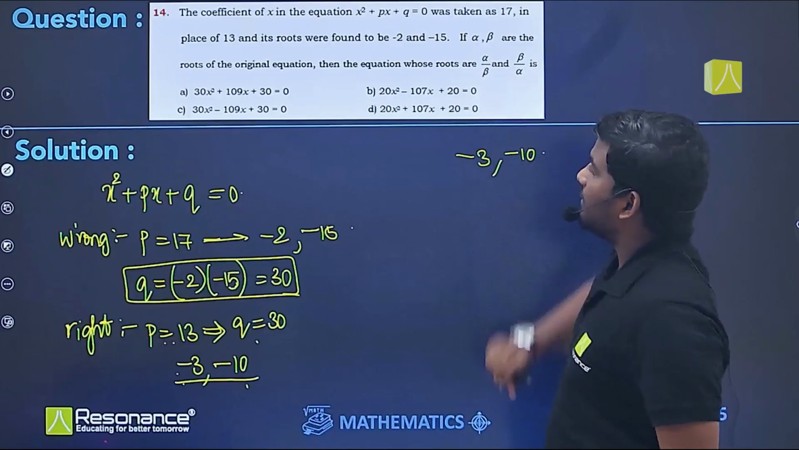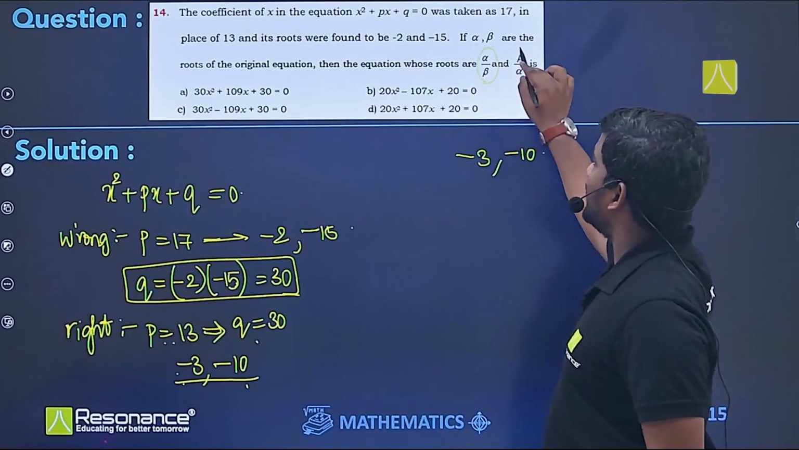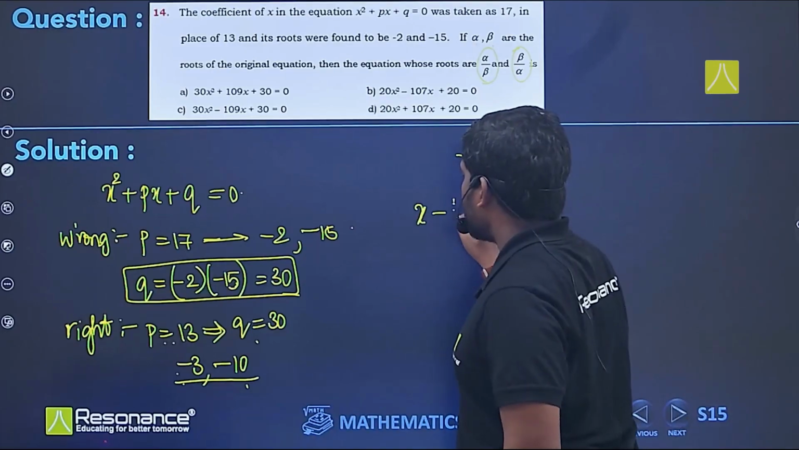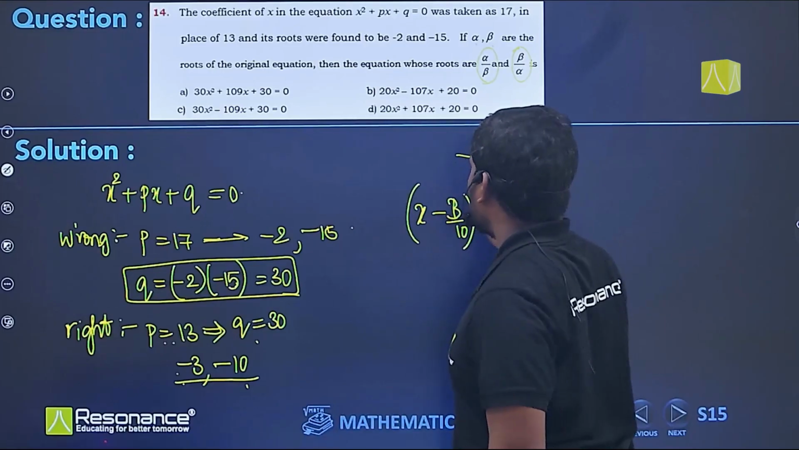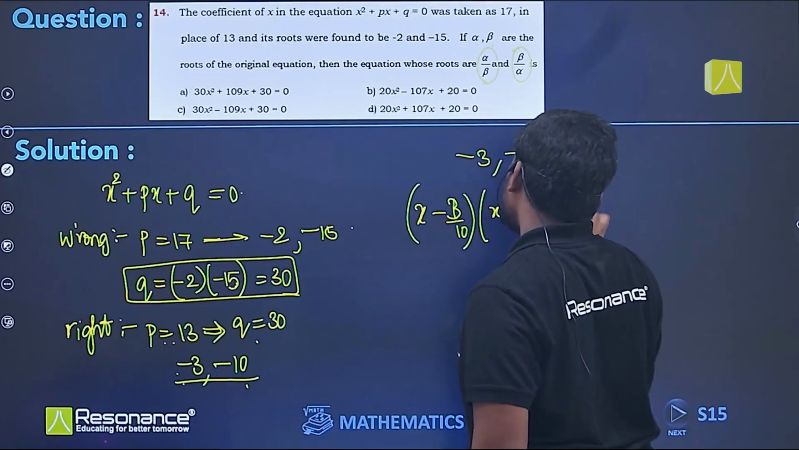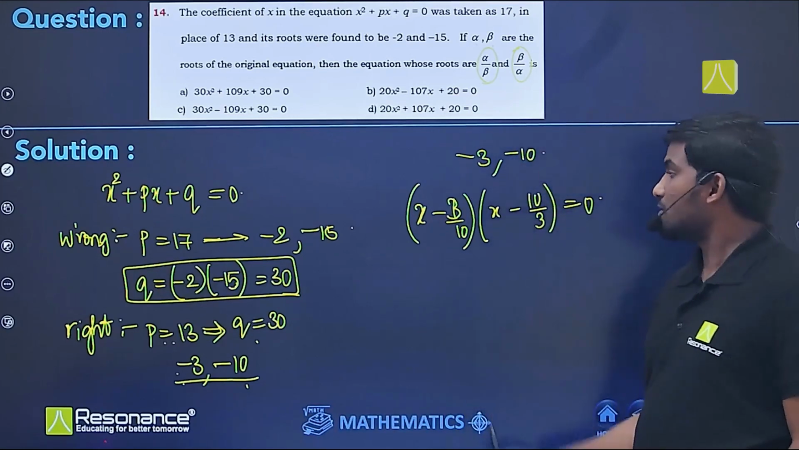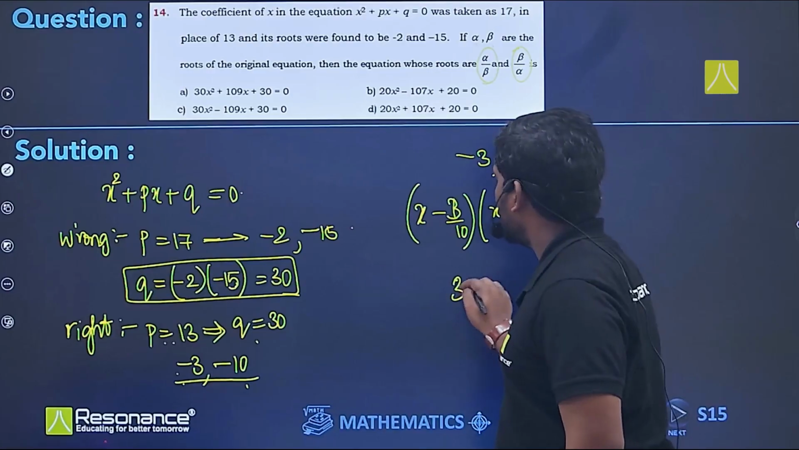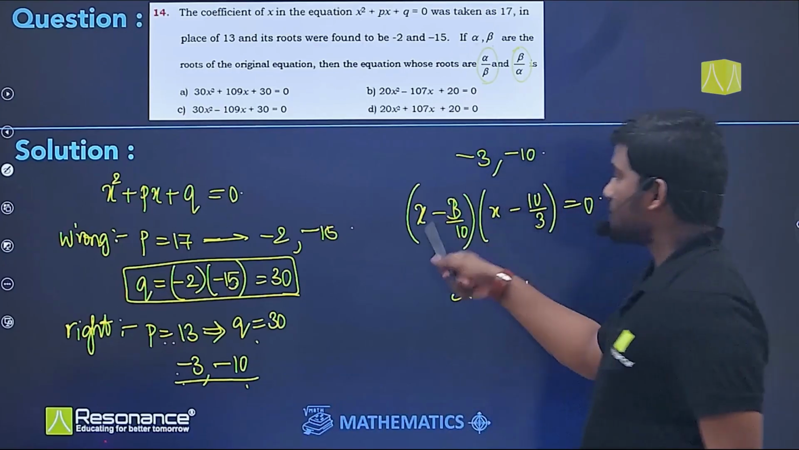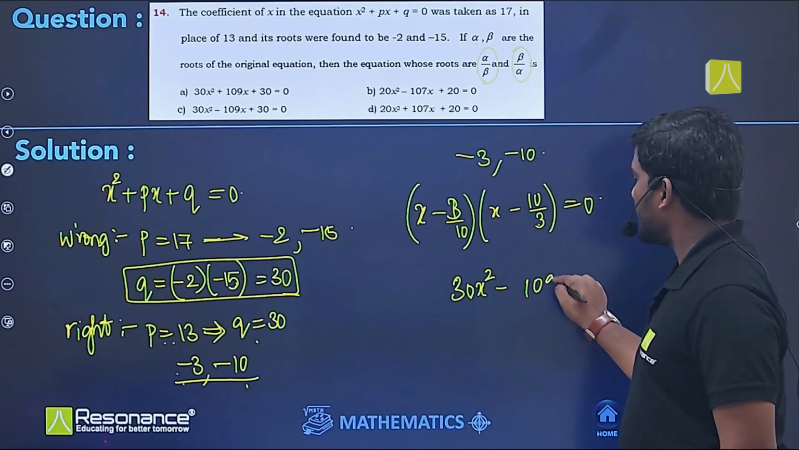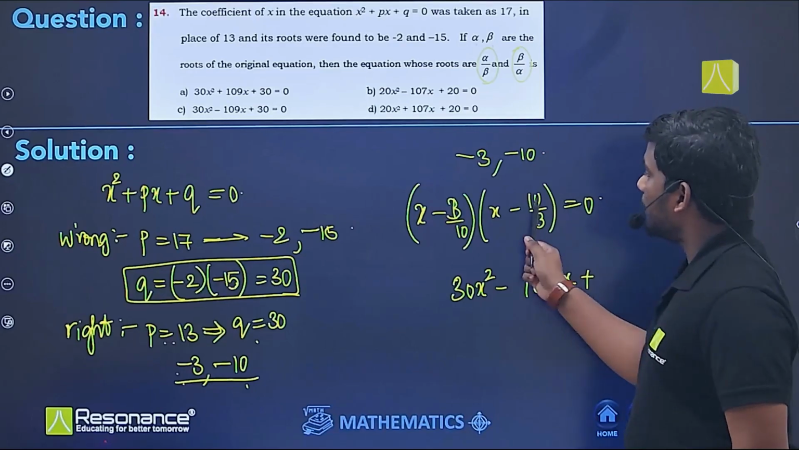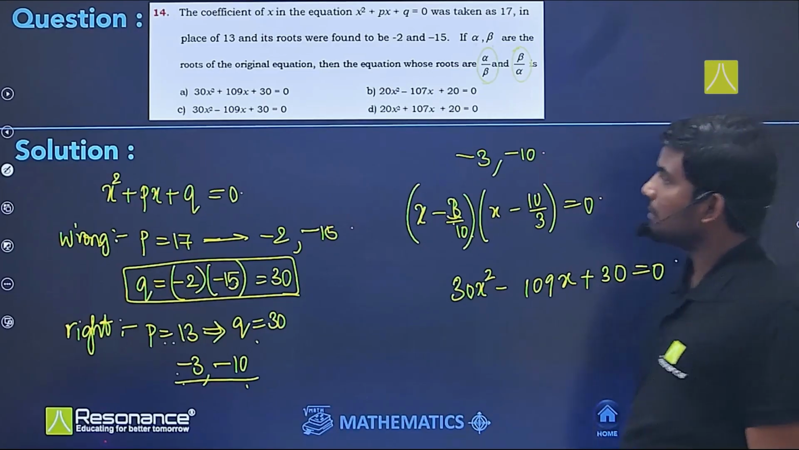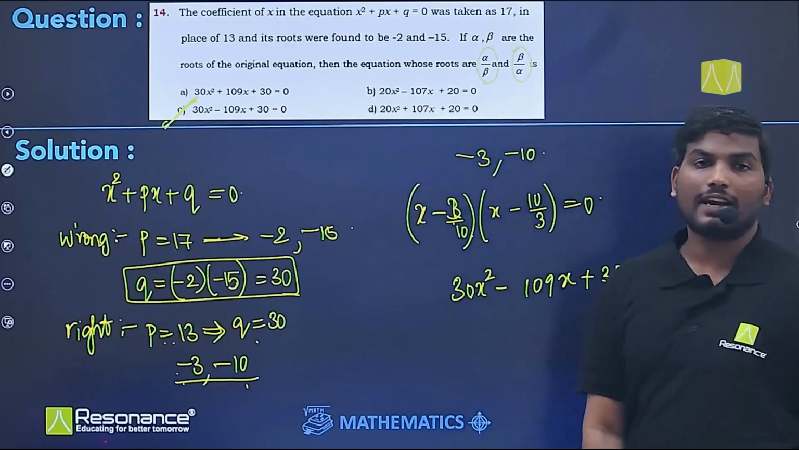Now if alpha, beta are the roots, then the equation whose roots are alpha by beta and beta by alpha. Now alpha by beta would be 3 by 10. So x minus 3 by 10 into x minus 10 by 3 is 0 is our equation. Now this follows 30x square minus (10 square plus 3 square), so 109x, plus the product of the roots would be 1, so 30. So C is the right answer. Alright?